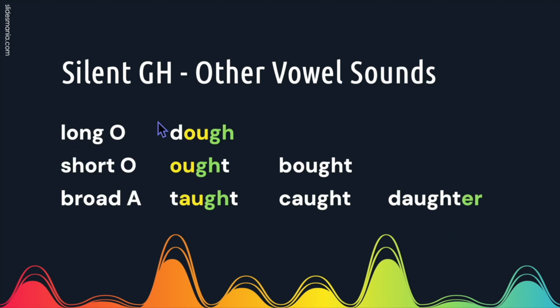There are other vowel sounds that can be used with a silent GH. In this word, we have a long O sound, so this word is dough. We can also have a short O sound, like in ought and bought. We can have a broad A sound of ah, taught, caught, daughter.